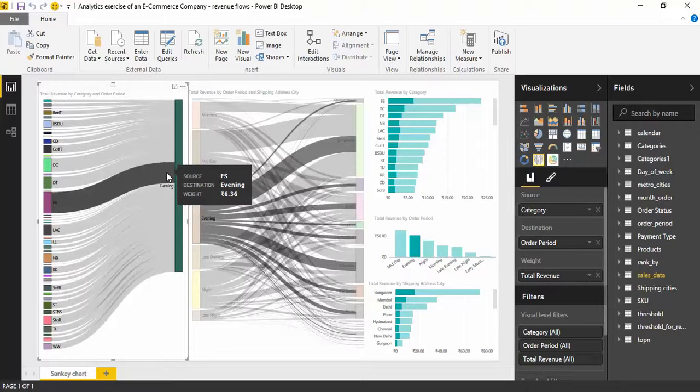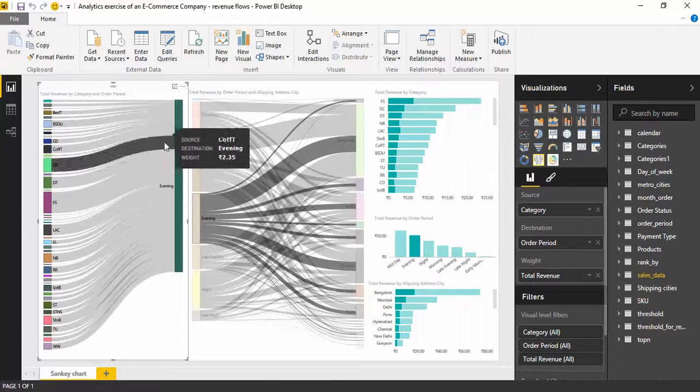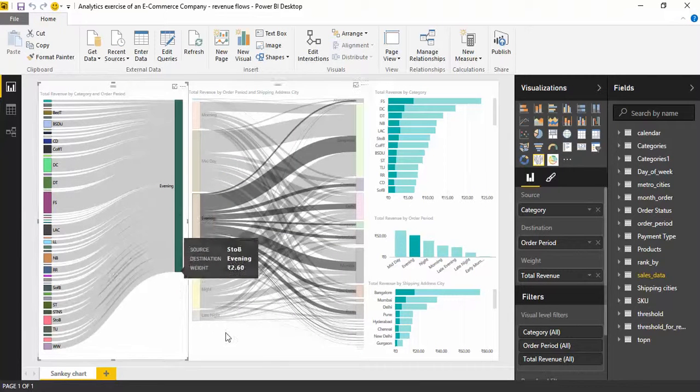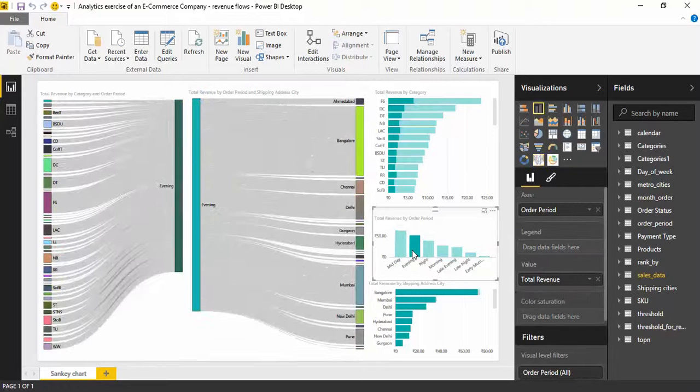Right, so I can see that the chunk of it is actually being ordered of the category called FS, which is 6.36. I can hover my mouse over each one of them to get to see what the breakup is. And what I also have over here are simple column and bar charts to see how the interactivity works across different diagrams. So if I click on evening over here, you'll see this likewise filters my Sankey diagrams here as well.